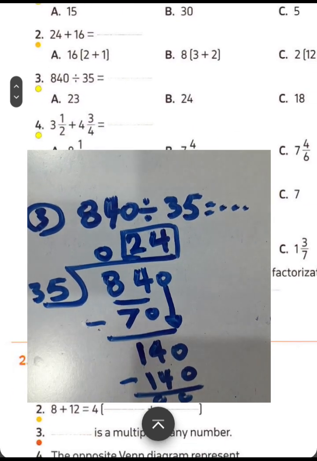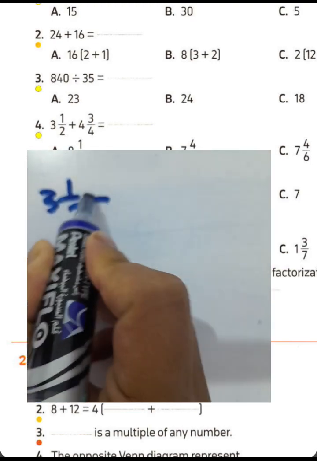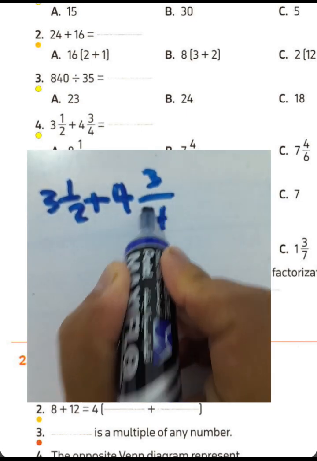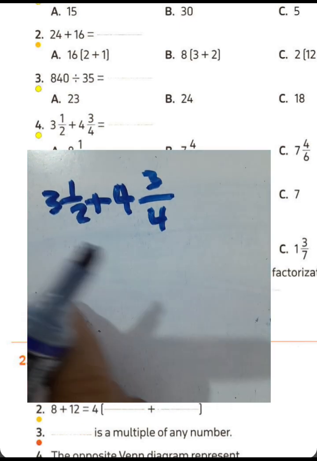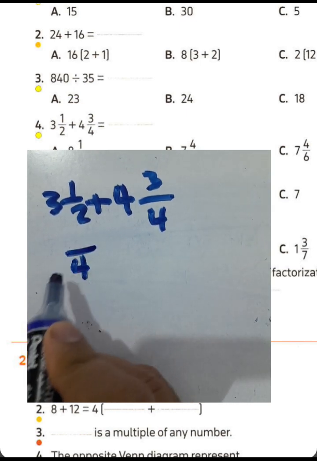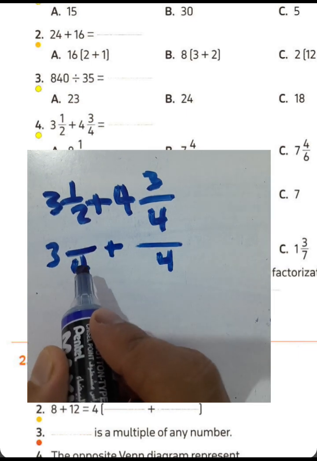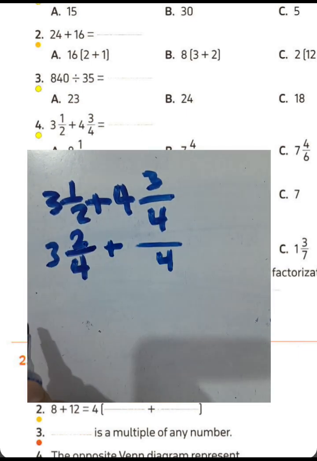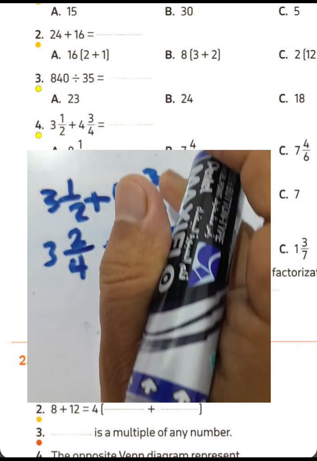Look at question number 4 with me. 3 and a half plus 4 and 3 over 4. First, we can find the result by converting from mixed numbers to decimals, or you can find the least common multiple of the denominators. We know 4 can be divided by 2, then you can write 4 in the denominator, okay? And then ask yourself, 2 times what equals 4? 2 times 2 equals 4. Then 2 times 1 equals 2. And write the whole numbers outside, 4 and 3, and the numerators inside.